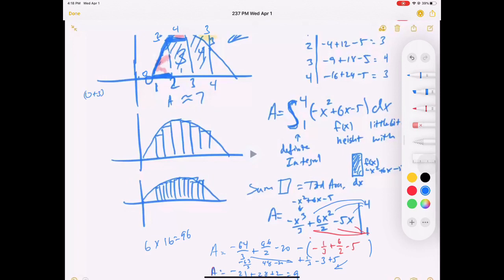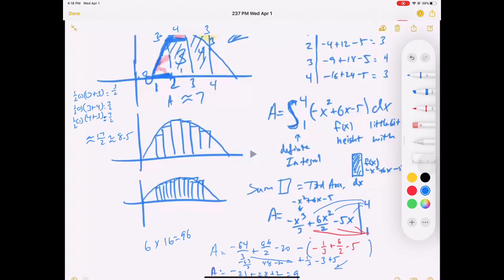Our second trapezoid would be from 3 to 4. The third trapezoid would be from 4 to 3. And it's all 1 half, and the base is 1. So that would be 3 over 2. This would be 3 plus 4 is 7, 7 over 2. And 7 over 2. So the approximation would be 17 over 2, which is approximately 8.5.